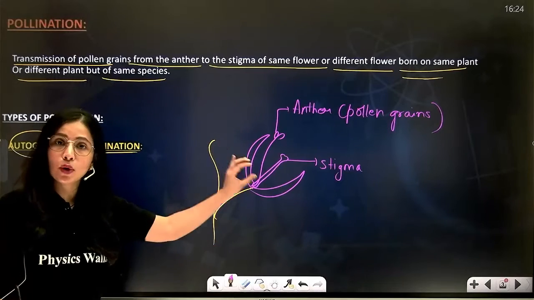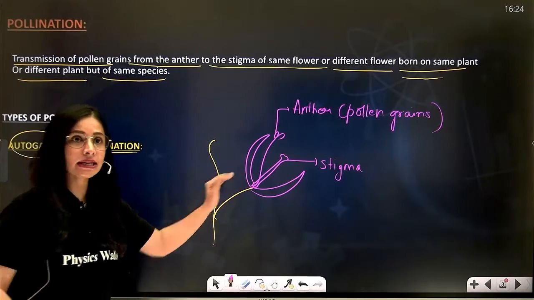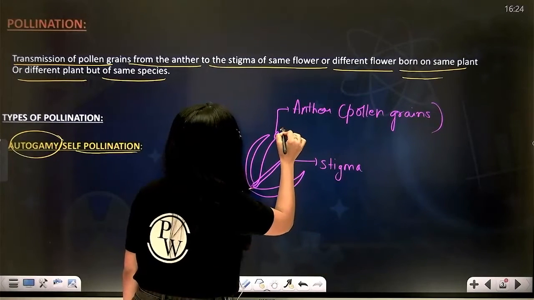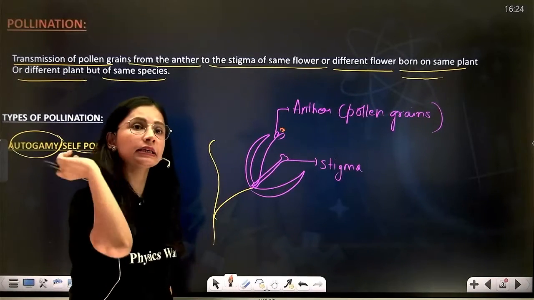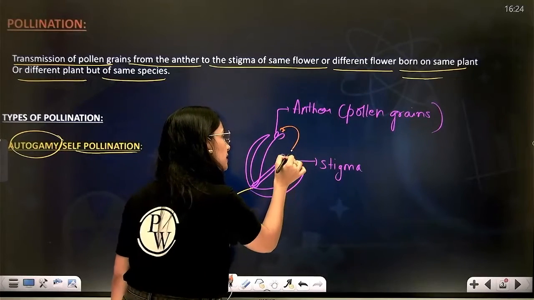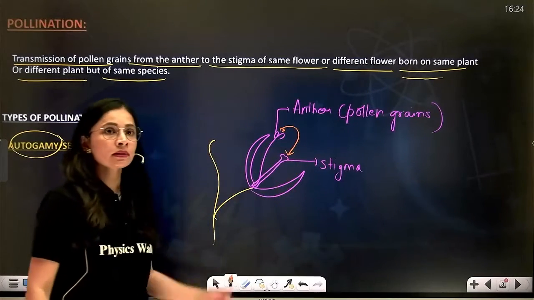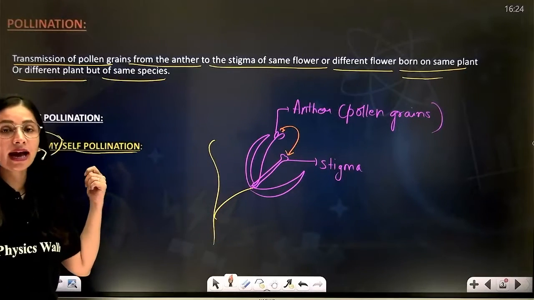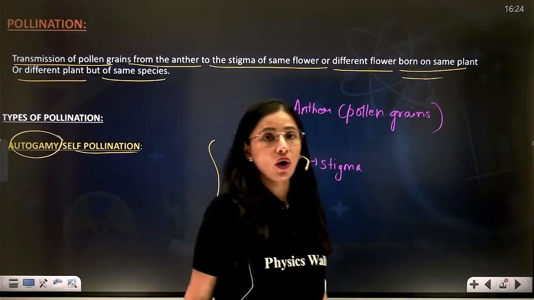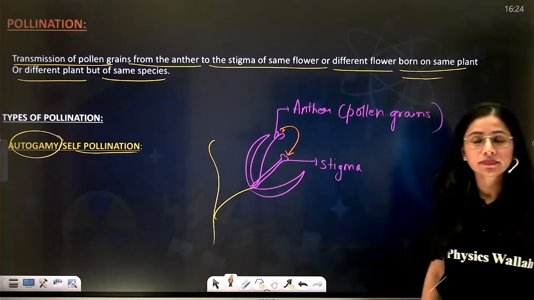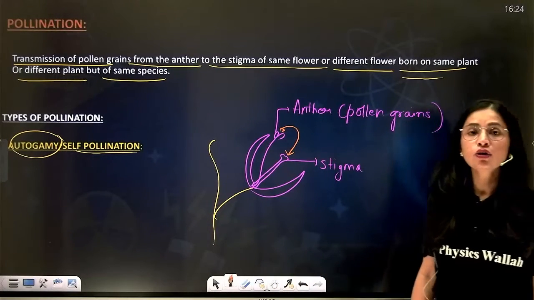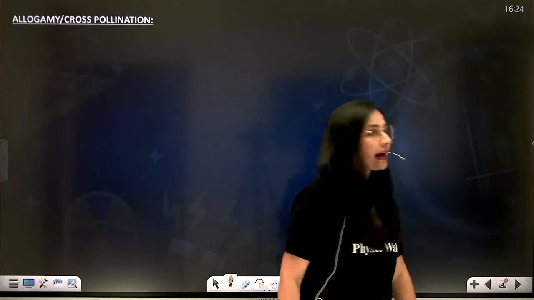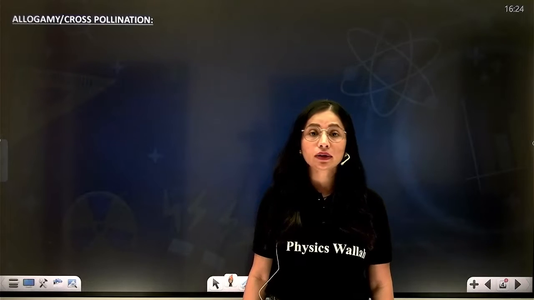Now, since both the sex organs are present within the same flower, there are high chances that the pollen grains, once released from the anther, reach the same stigma. If this type of pollination occurs, then it is known as self-pollination or autogamy. Have you understood this? Contrary to this is the second type, which is known as cross-pollination or allogamy.